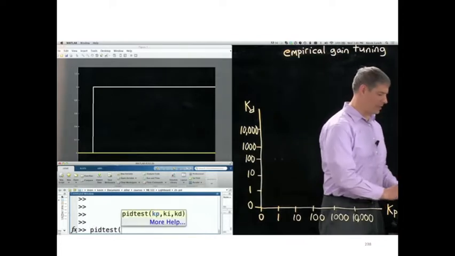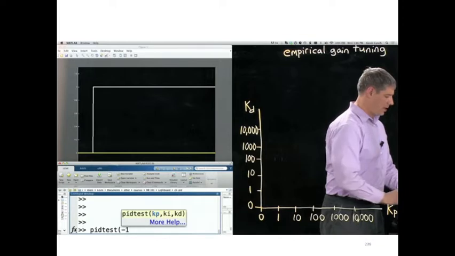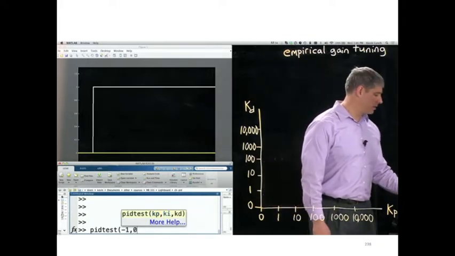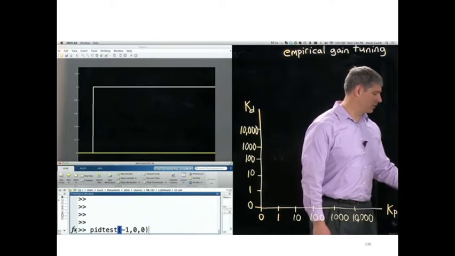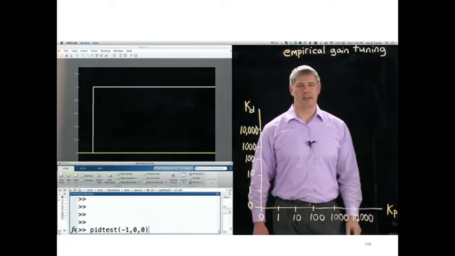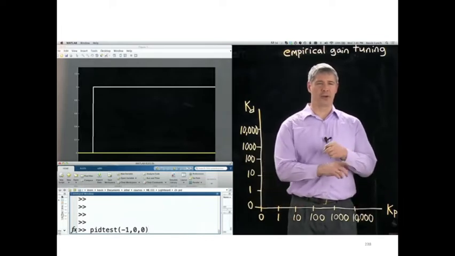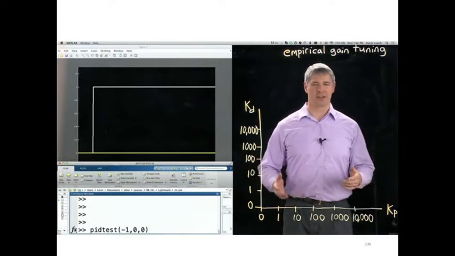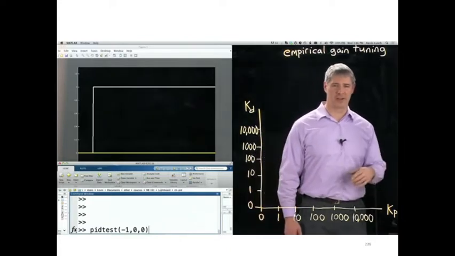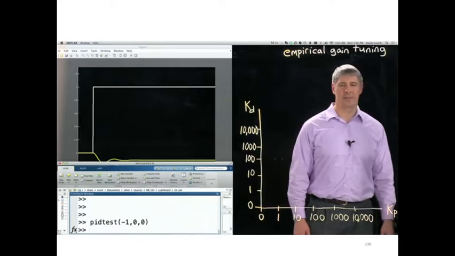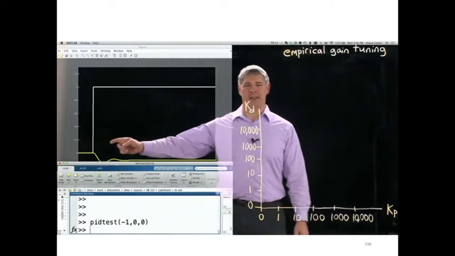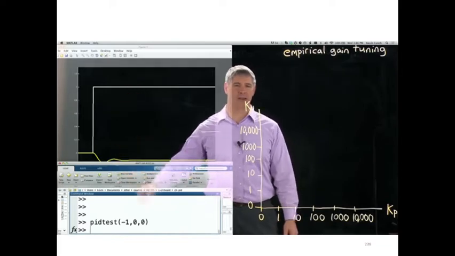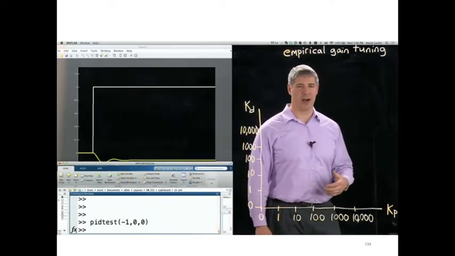So PID test, and I'll start out with a negative value for my proportional gain, 0 for the integral, 0 for the derivative. If I have wires to the motor hooked up backwards, for example, maybe I need positive gains, maybe I need negative gains. So this will just be a test to see whether I need positive or negative gains. I press enter, and you can see here that the response of the motor went the wrong way. It's not going up, it's going away from the desired value. So that means I need positive gains.